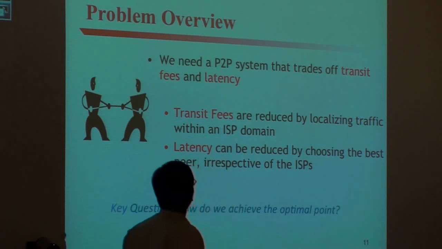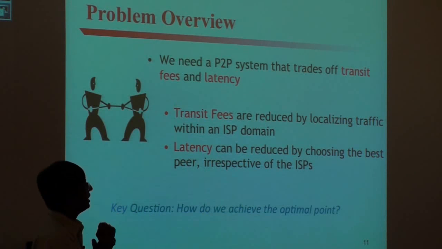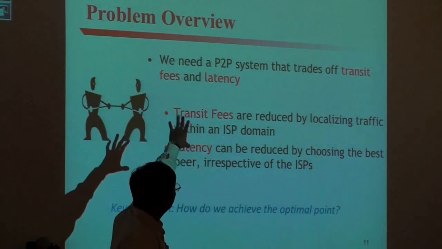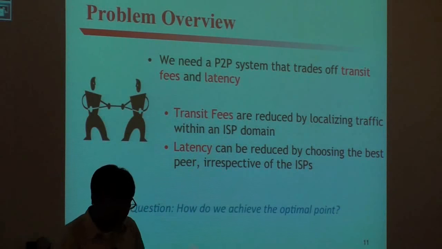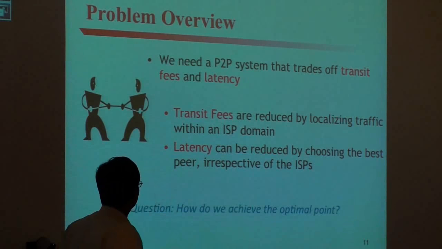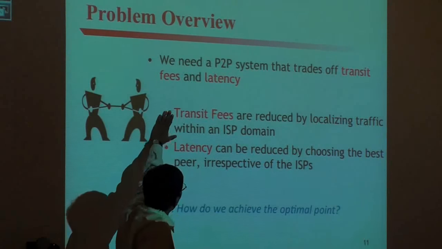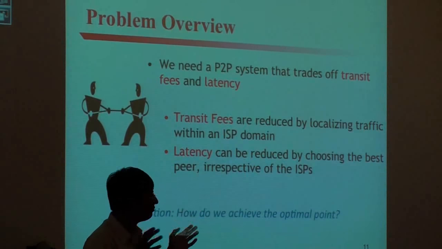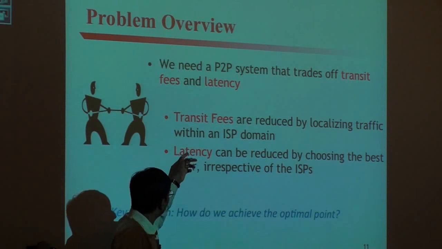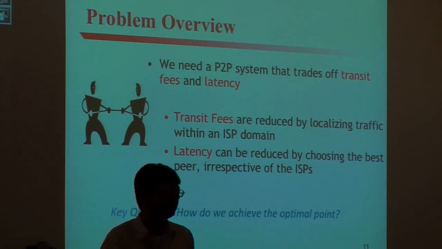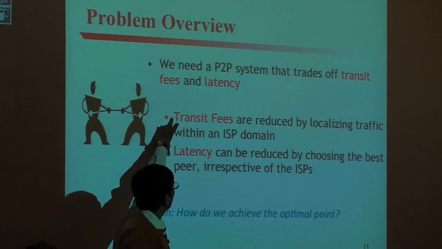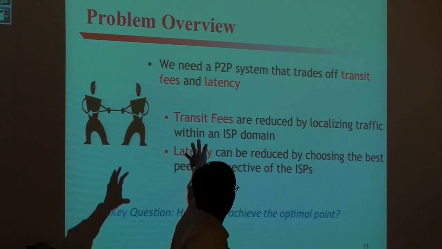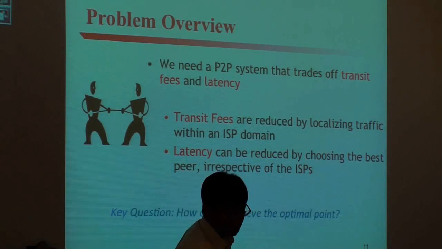So to give a clearer description of what the problem is, we would like a system which takes into account both transit fees and latency. This is very important to distributed query processing as well, which I will mention in just a second. I can reduce transit fees by simply localizing traffic. I just keep it local, no transit fee. I can reduce latency by choosing the best guy who can serve me. The question is, how do I handle both of these together? How do we achieve this optimal operating point? So this tussle between fees and latency is what I want to talk about.